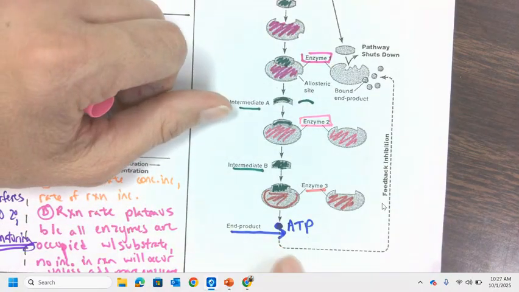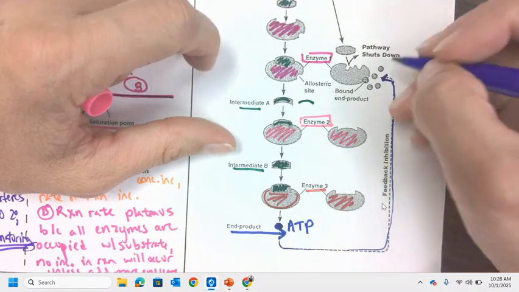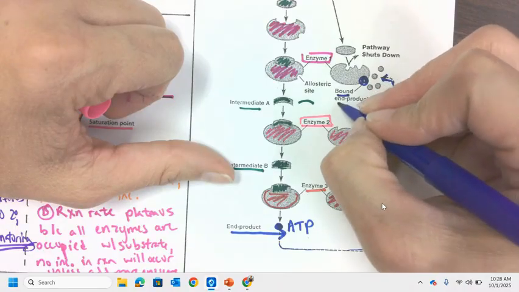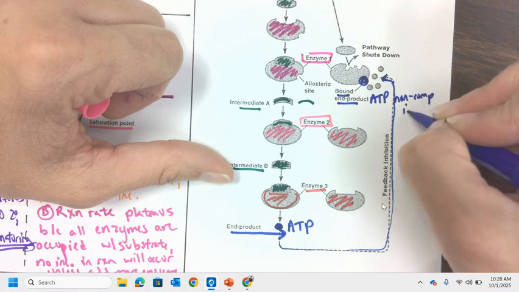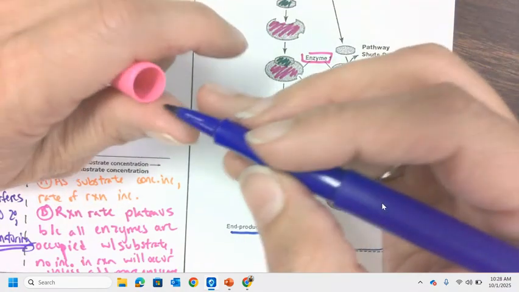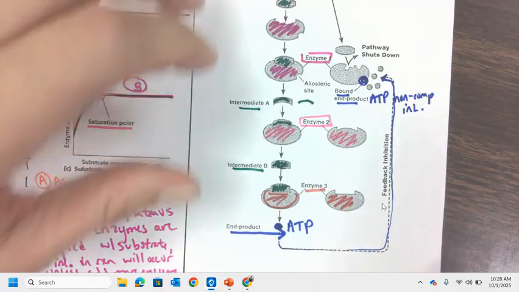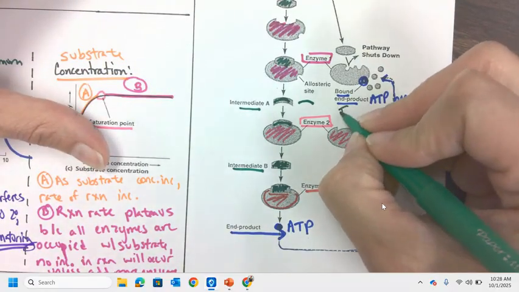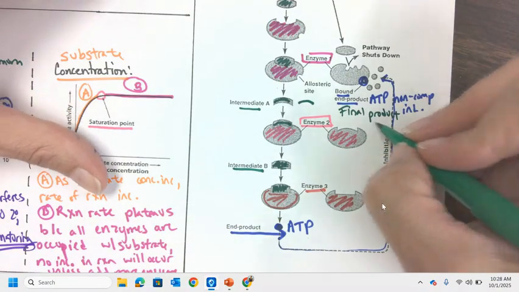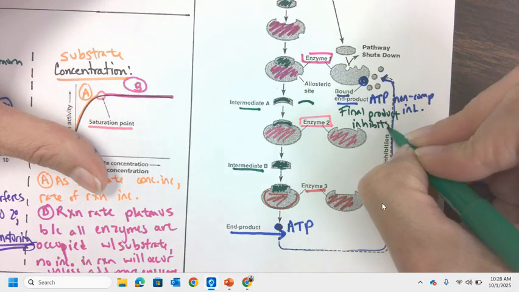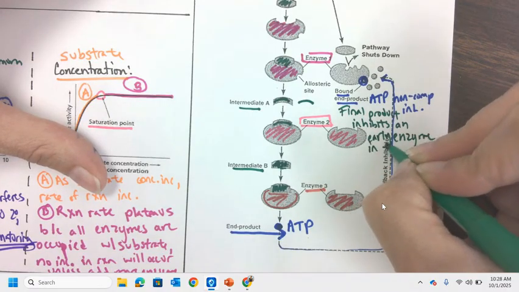But if you go all the way back and shut down this first enzyme, this whole process is shut down. So let's say you've made enough ATP. Well, that ATP can go back up here and act, the bound end product, the ATP, can act as a non-competitive inhibitor to shut down this process. So again, that's called feedback inhibition. What's happening there is the final product inhibits an early enzyme in the process.